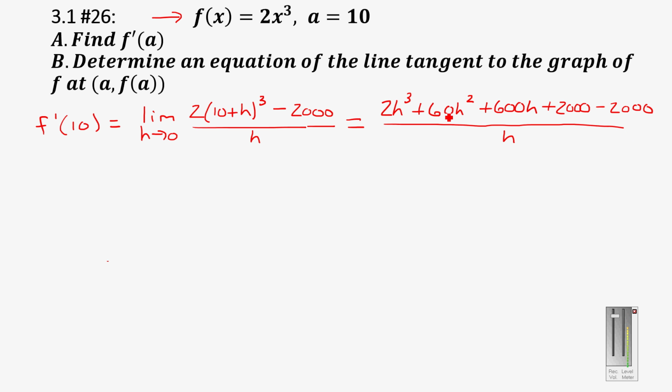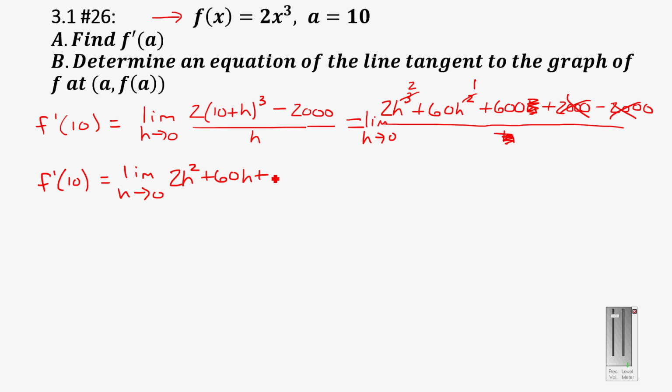And then the nice part about this, and I should have the limit part here, the limit as h goes to 0. So I can say f prime of 10 equals the limit as h goes to 0. Now it's nice to notice that the 2,000s cancel each other out here. 2,000 minus 2,000 is 0. It's also nice to notice here that now all I have left is h's. So this 3 becomes a 2, this 2 becomes a 1, this h goes away, and this one goes away. So it's the limit as h goes to 0 of 2h squared plus 60h plus 600.